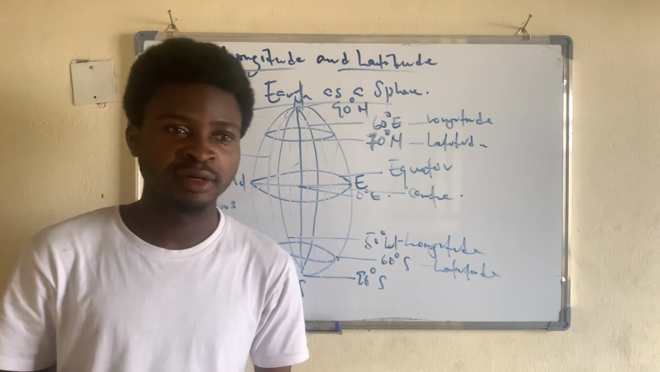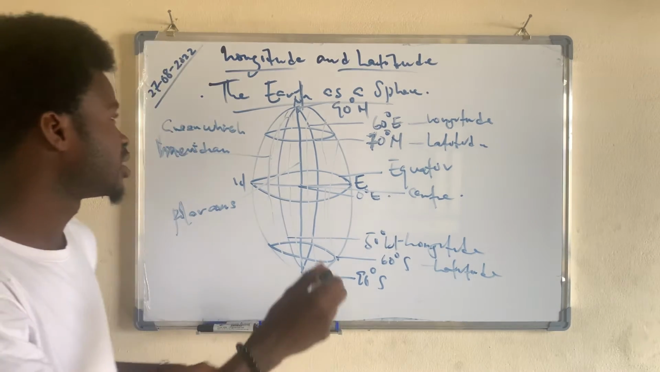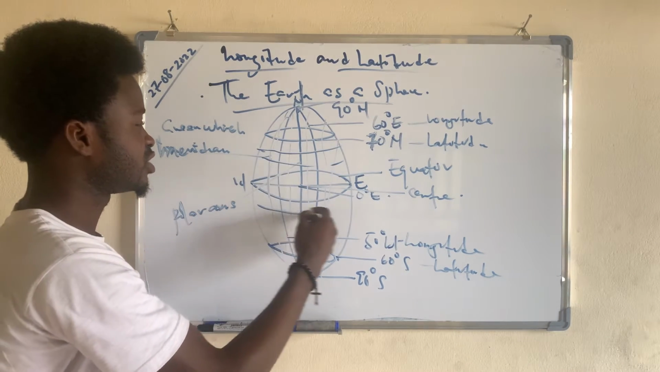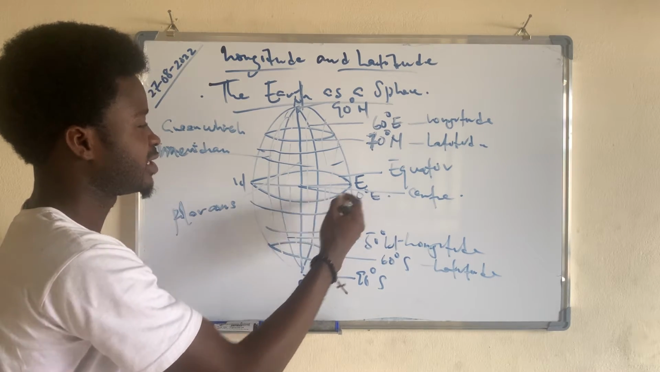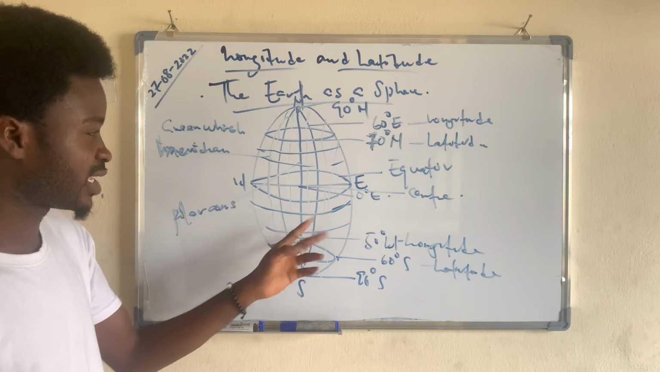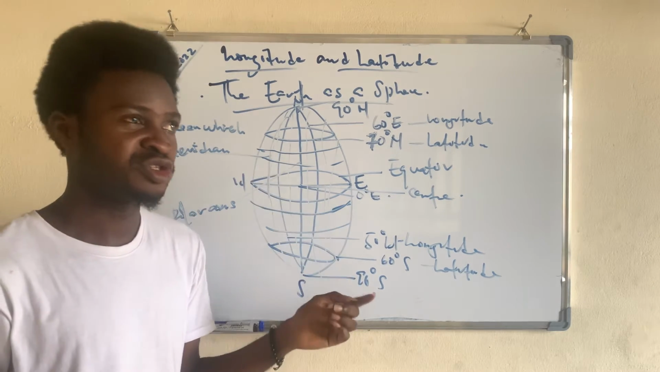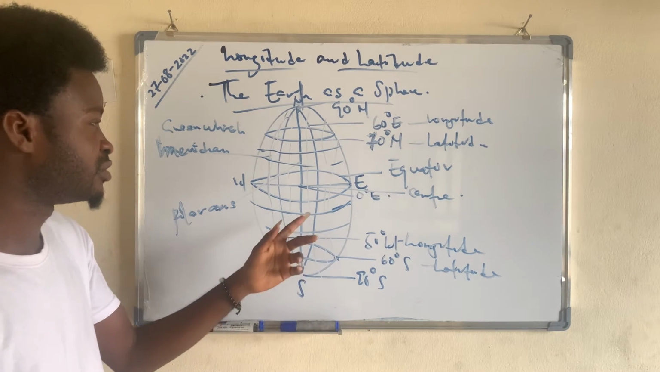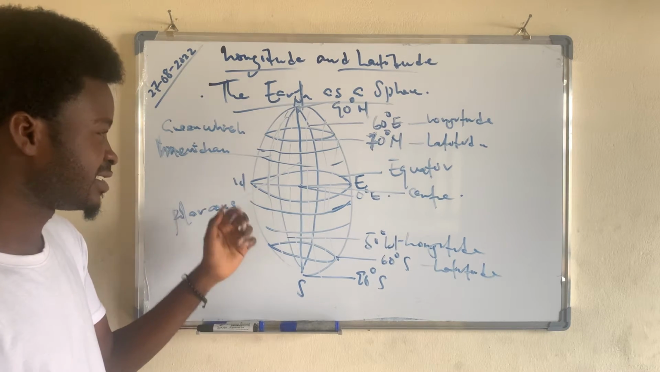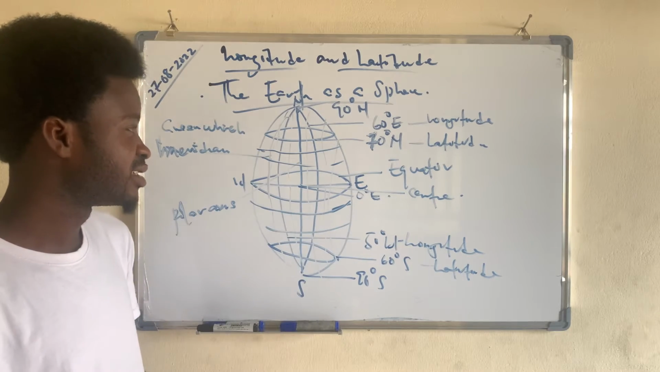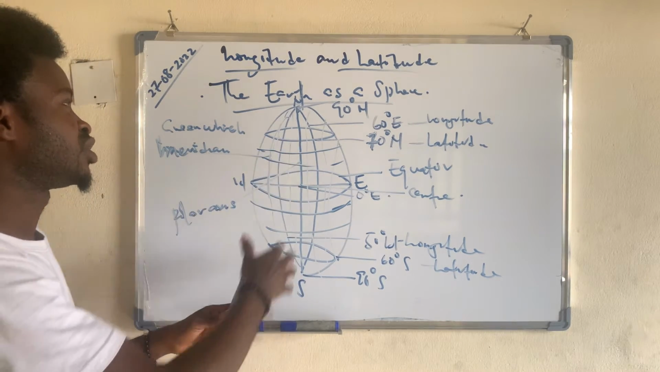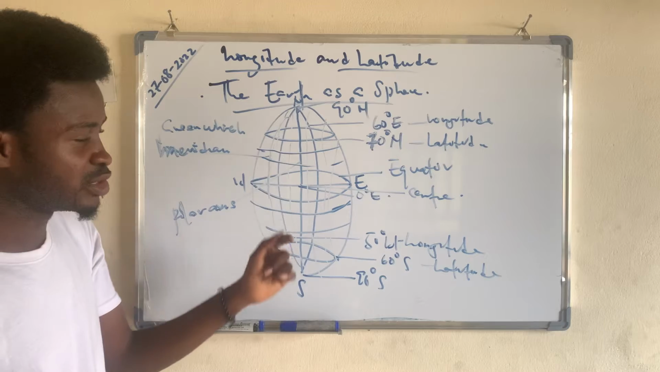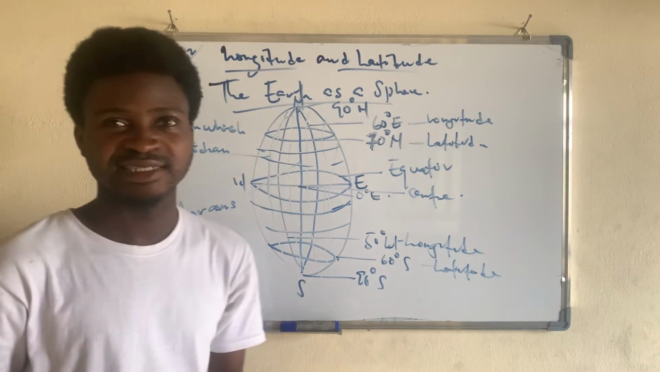And we have the latitude. The latitudes are also the imaginary lines drawn this way, going parallel this way. So we also refer to them as parallels of latitude, the imaginary lines that run from the west to the east, or from the east to the west. They are from 0 degree to 180 degree west, or 0 degree to 180 degree east, just as the lines of longitude go from 0 degree equator to 90 degree north, or 0 degree equator to 90 degree south.